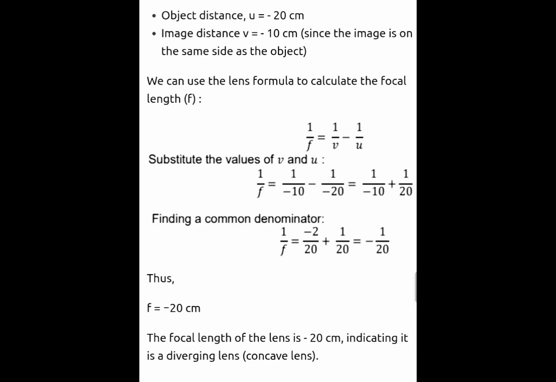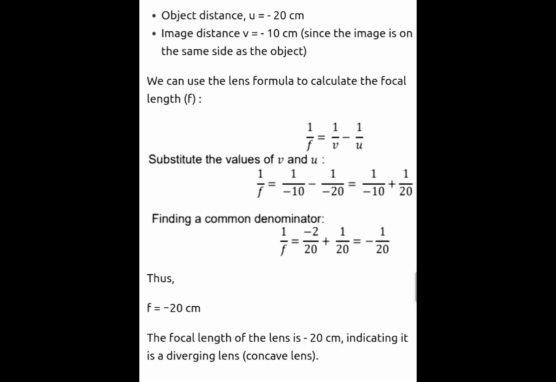Here minus and minus become plus. Then what we will get? 1 by f is equal to 1 divided by minus 10 plus 1 by 20. Take LCM for 10 and 20. Then LCM is 20. Then in numerator we will get minus 2 plus 1. Minus 2 plus 1 is minus 1. 1 by f is equal to minus 1 divided by 20. Take reciprocal. F is equal to minus 20 centimeter.